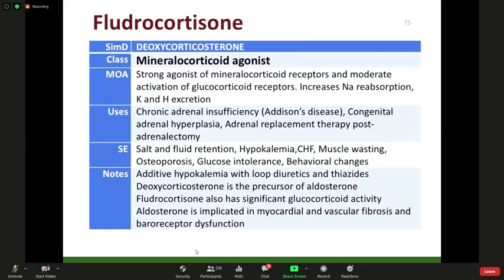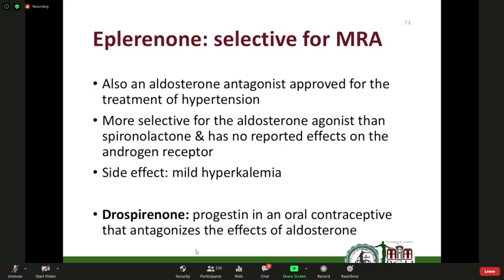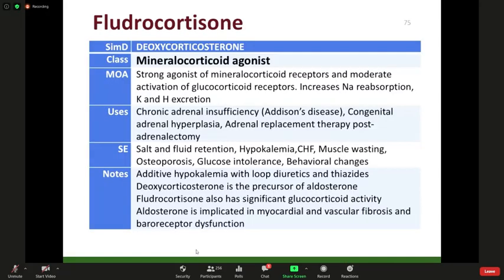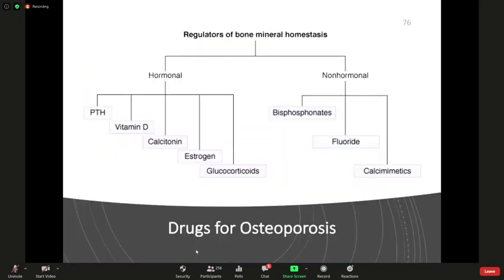Okay. So two drugs to remember: eplerenone, an antagonist for the aldosterone receptor, and it's the one that's selective. It doesn't sit on the receptor for testosterone or for androgens. And fludrocortisone, which is the mineralocorticoid agonist. Okay, so we're done with 3.